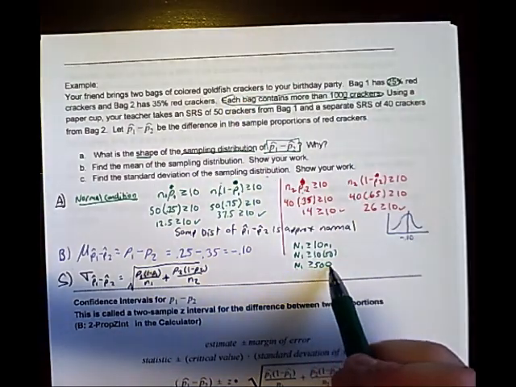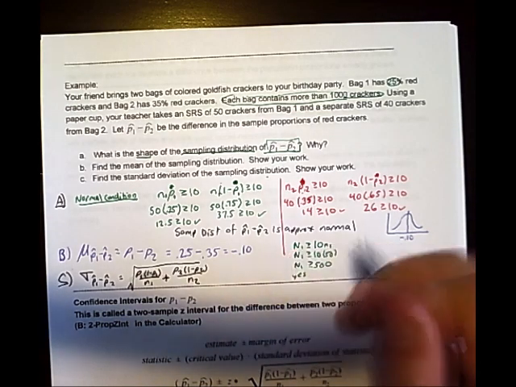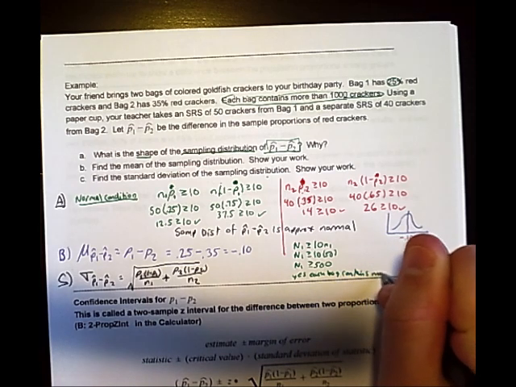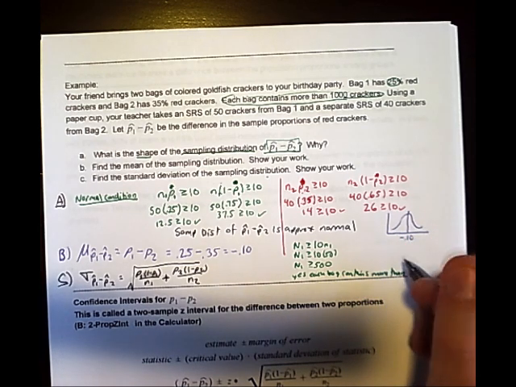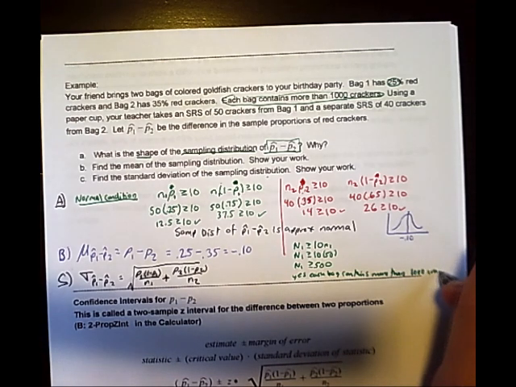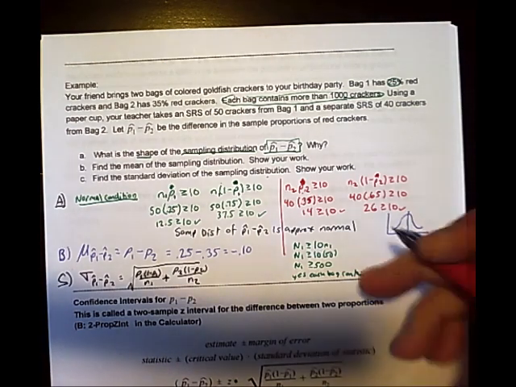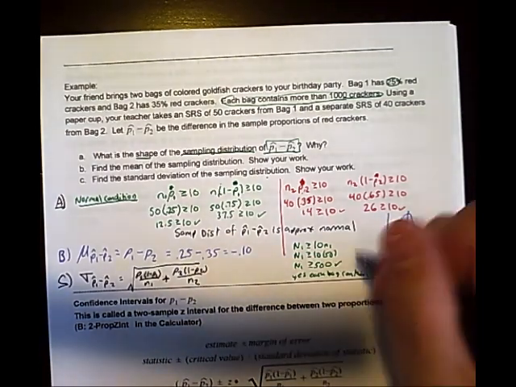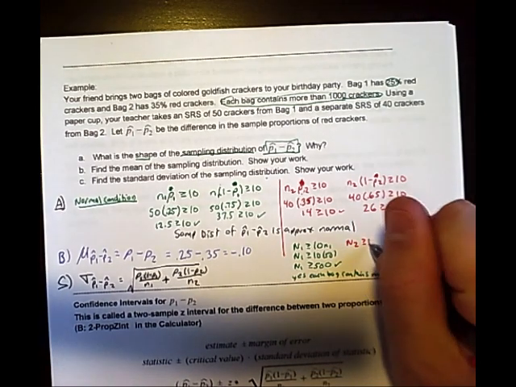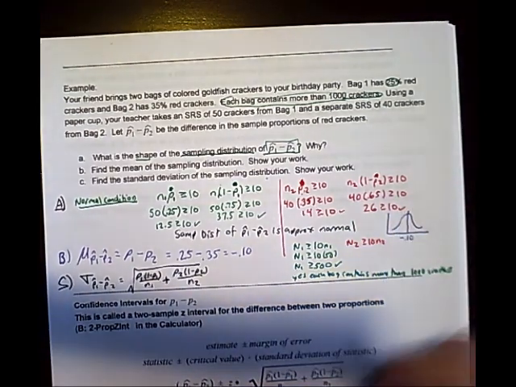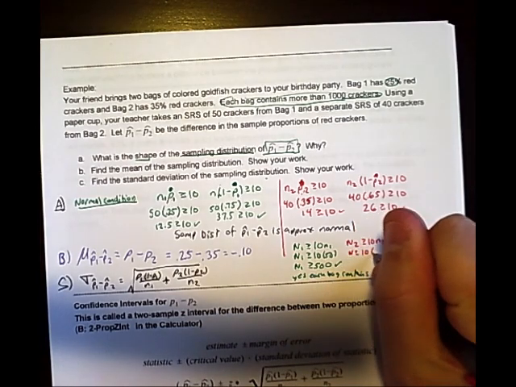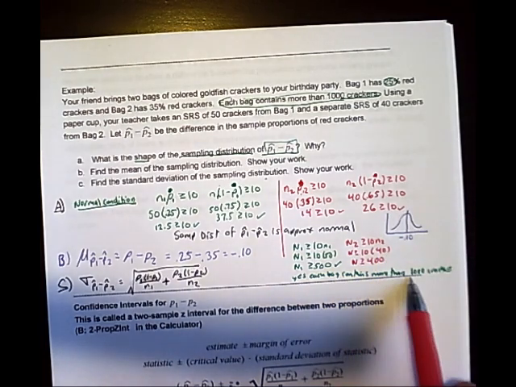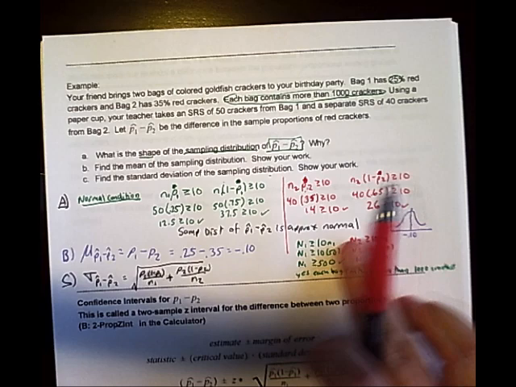All right, I'm okay because each bag contains more than 1,000 crackers. So is my population greater than 500? Yes. Each bag contains more than 1,000 crackers. All right, so that one worked out. N2 has to be greater than or equal to 10 times the sample size of group 2. And again, this would just be 10 times 40, which is 400. And again, each bag contains more than 1,000 crackers. So the condition to use that's okay.